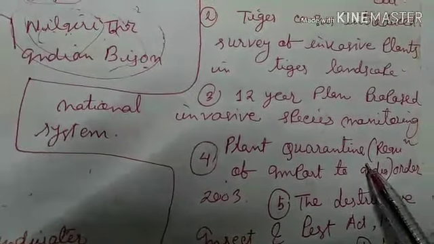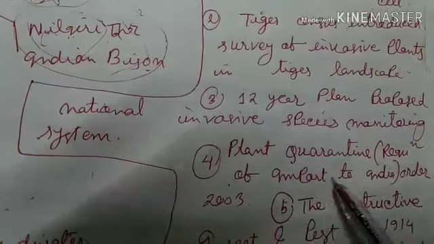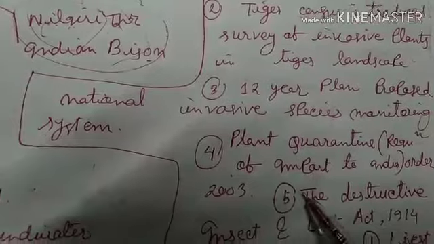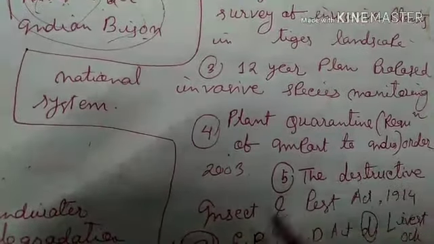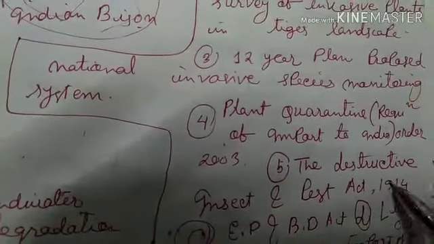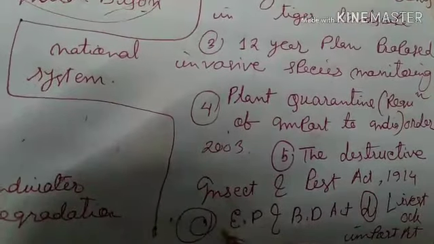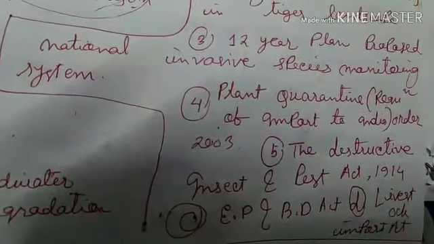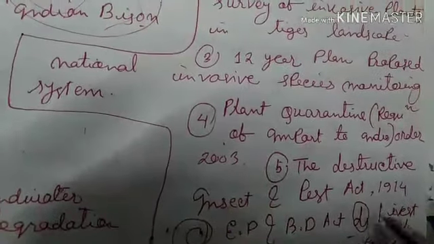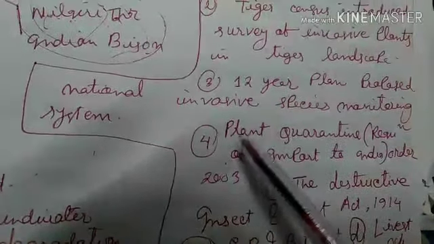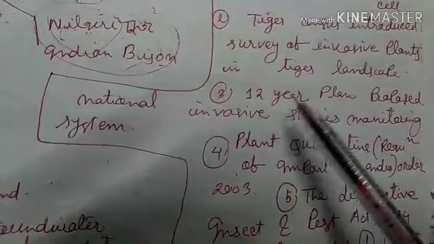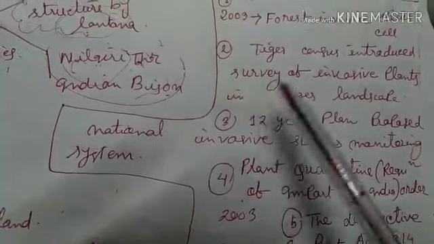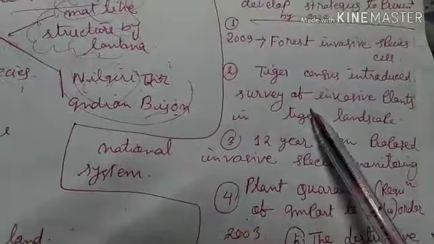plant quarantine, the Plant Quarantine (Regulation of Import into India) Order 2003, the Destructive Insects and Pests Act 1914, the Environment Protection Act and the Biological Diversity Act, alongside the Livestock Importation Act, are some of the steps prevalent in India to prevent the growth of invasive species.